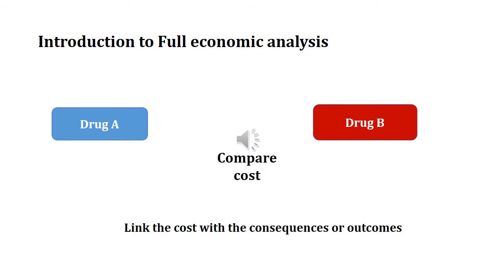Let us now understand what is a full economic analysis. Consider you have two drugs, namely drug A and drug B. Now you compare the cost of both drug A and B, and then you link the cost to the consequence or outcome of these drugs. So in such a case, the type of analysis is known as full economic analysis. Let us now understand with an example what exactly do we mean by linking cost with consequences.